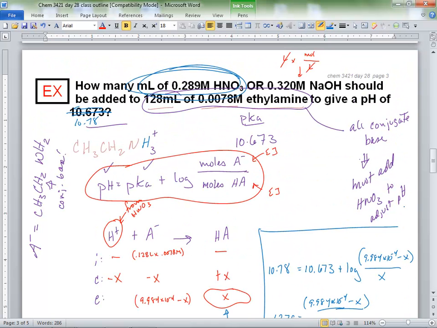No. Your answer is how many mils of 0.289 molar HNO3 can be added. So we're close. We're really close. Yep. So multiply both sides by x. You get 1.279x equals this plus x. This is minus x right here. Oh, yeah. Right? So you have that times x equals this minus x.